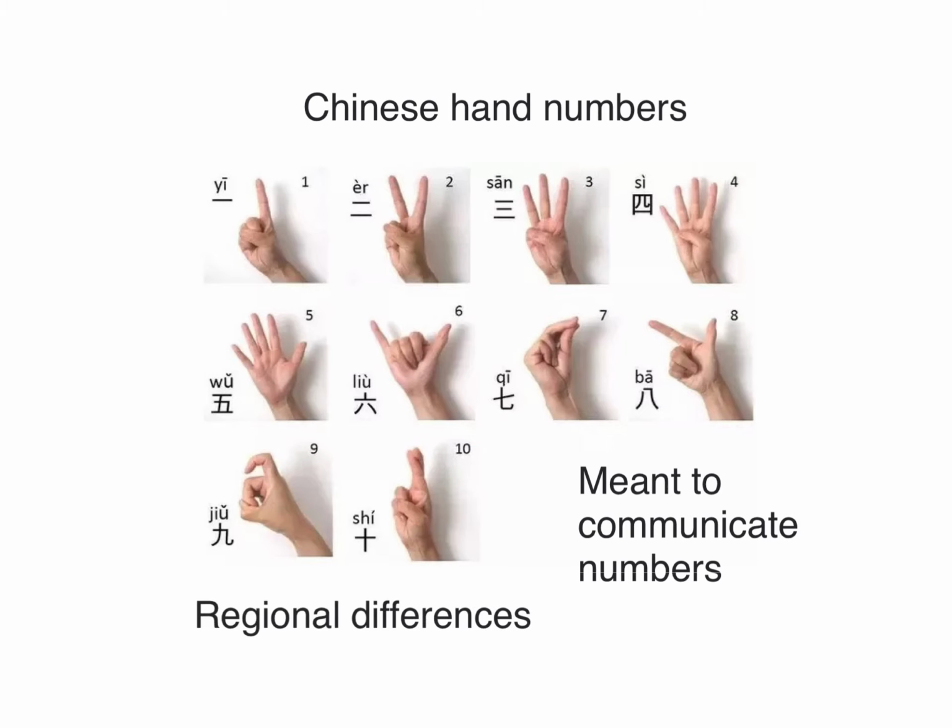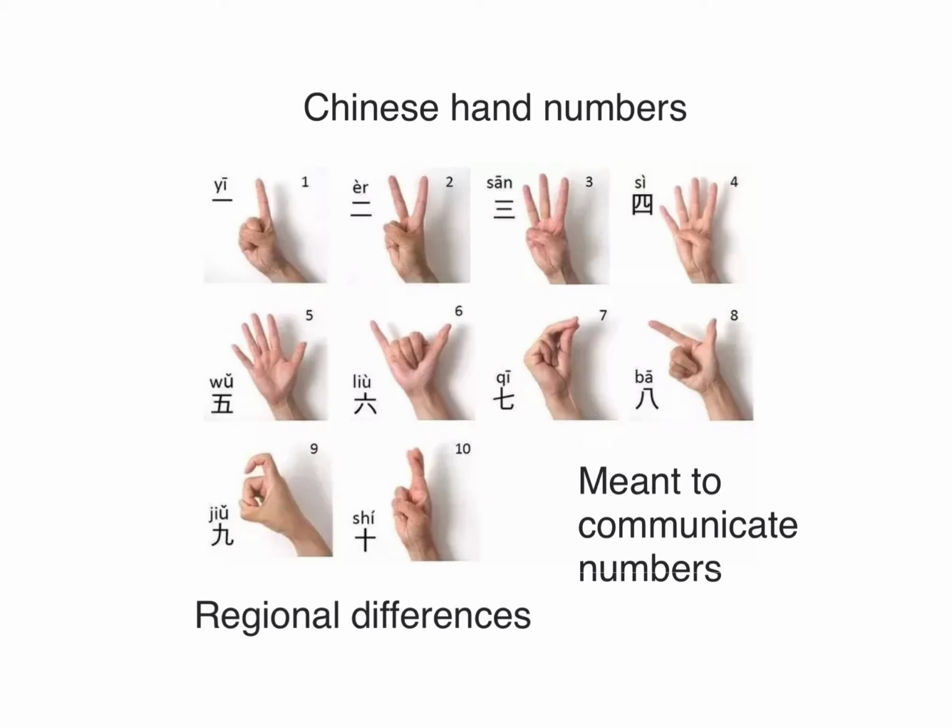Now, there are regional differences. So, for instance, in Taiwan, some of these numbers are different. The number 8 is done differently. I think the number 5 is done differently. In northern China, the number 5 can be represented simply with the thumb. So a closed fist and just extending the thumb. This is very important for later.